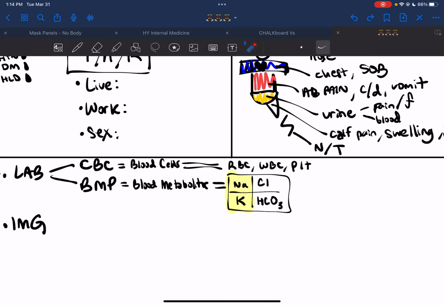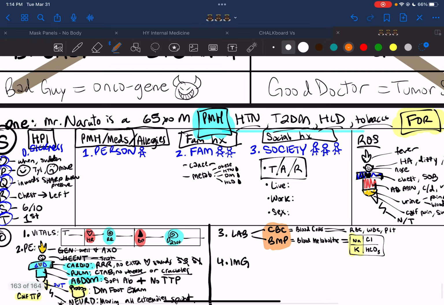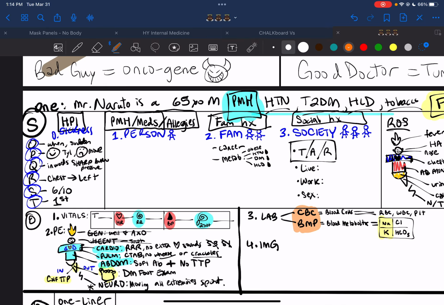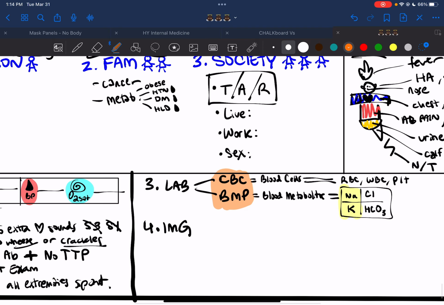If you don't know what to do, just say, I want to get a CBC and a BMP. That's another little trick. Not really a trick though. They want you to know the reason you're getting it, but it's always correct to do that even if you don't know the reason. So when you don't know what to say, you can just buy time by saying that.